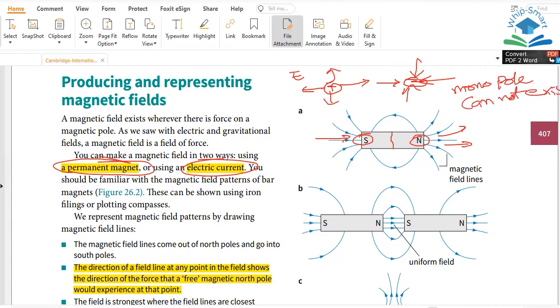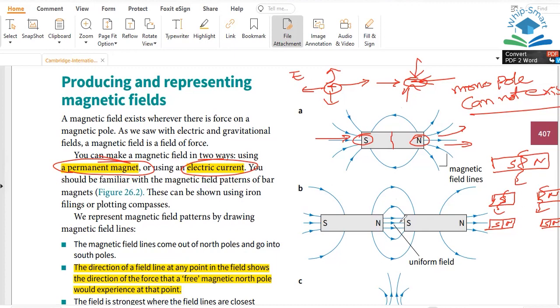What does it mean? It means if you split this permanent magnet, this again will split into two separate poles, north and south, and again north and south. If we keep on breaking this magnet, it will keep on creating more north and south poles inside. So monopole cannot exist. A single north or a single south pole cannot exist.